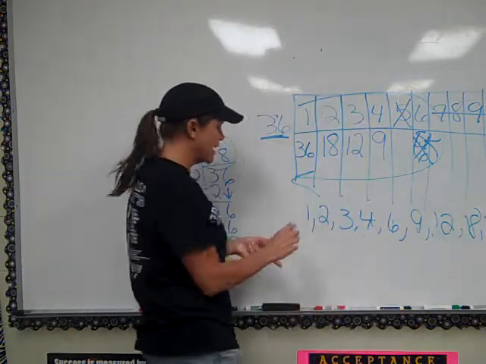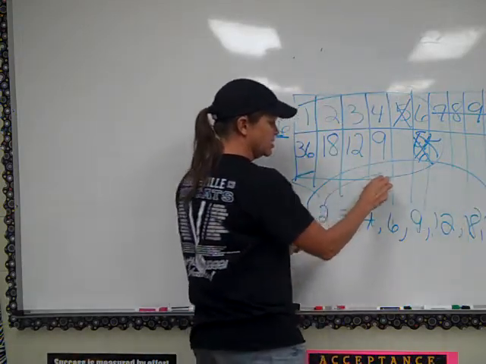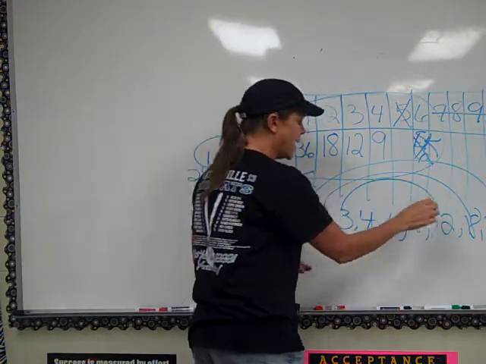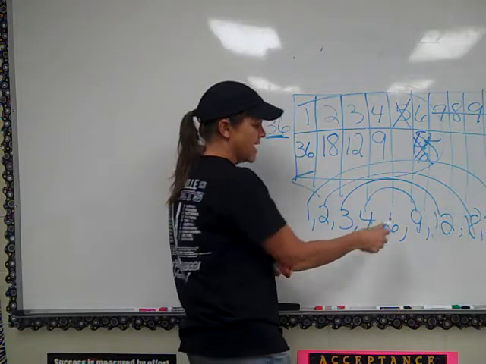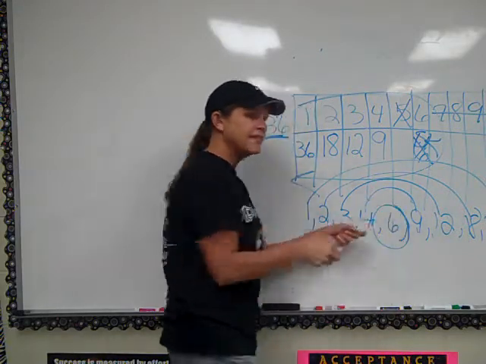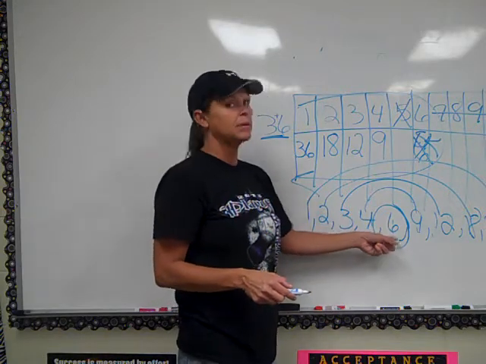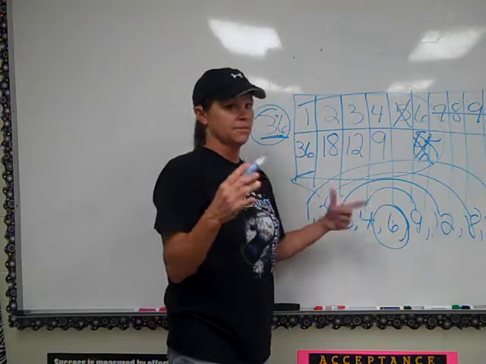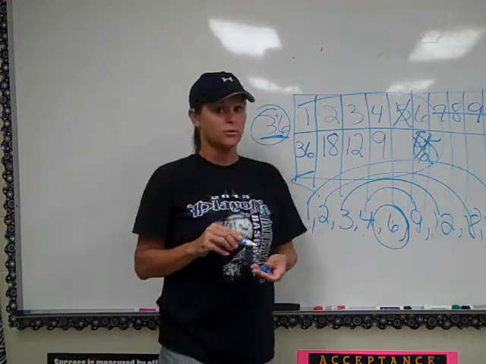Okay, now let's check to make sure we got them all. 1 times 36 is 36. 2 times 18 is 36. We proved that over here. 3 times 12 is 36. 4 times 9 is 36. And then anytime you have just one number left in the middle without a partner, if you multiply that number by itself to give you the number that you're factoring, then you've done it all. So 6 times 6 is 36, so I'm done factoring the number 36.